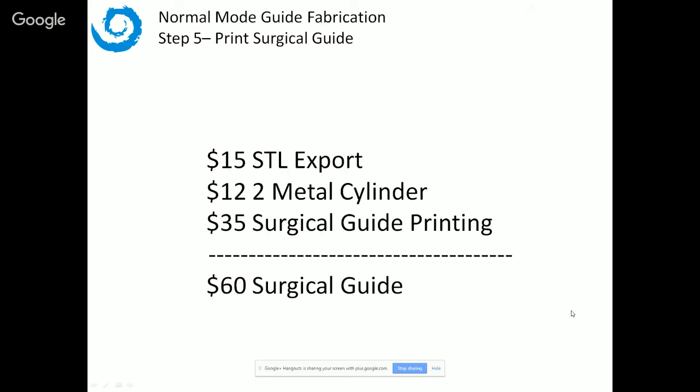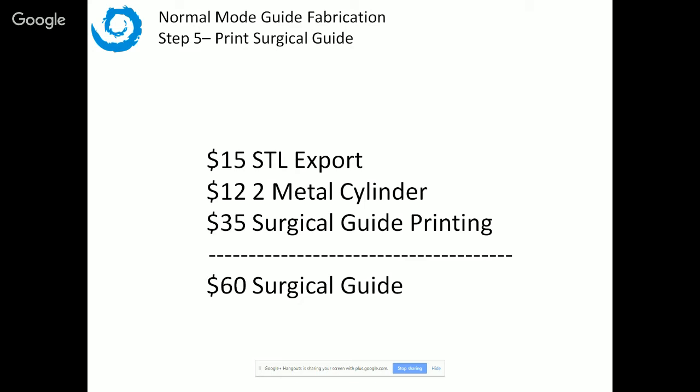Now that there's a lot of talk about the $50, $60 surgical guide, the numbers in terms of how it works out. Well, your raw costs are the STL export, which is to Blue Sky Bio, which is in the ballpark of $15. If you buy a larger package, the price goes down towards the $12 mark.